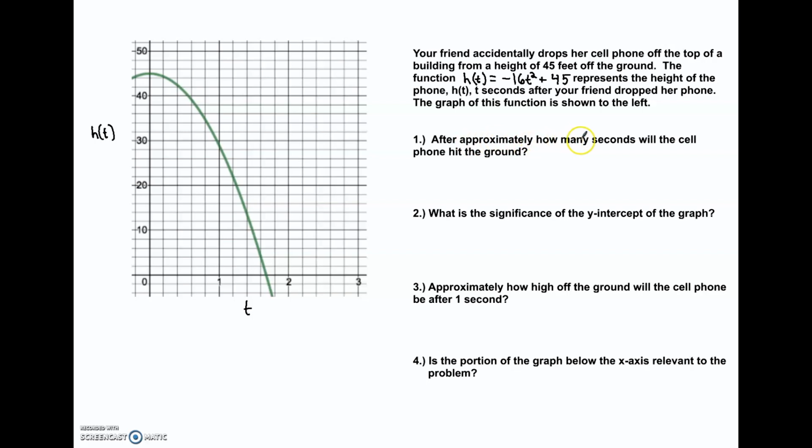After approximately how many seconds will the cell phone hit the ground? Well, if this axis represents the height in feet and this represents the time in seconds, we just need to trace the graph and see when is the height 0, right? Because this would be when h of t, or the height of the cell phone, is 0. That's when you hit the ground, right? Assuming ground is 0 feet. So where does that happen?